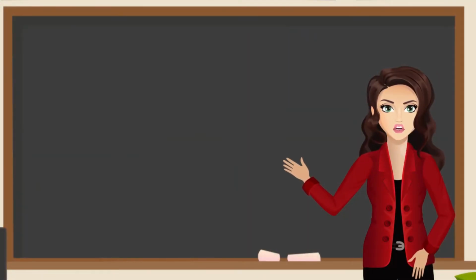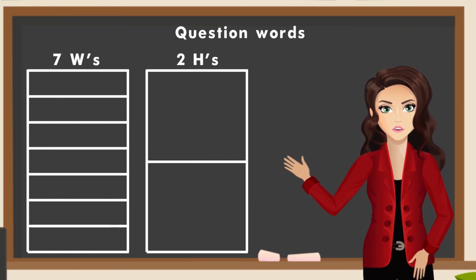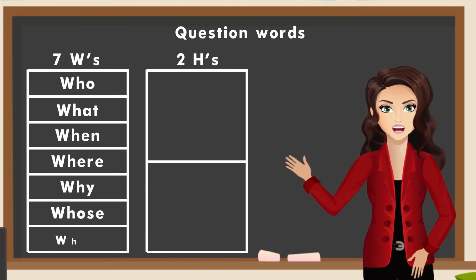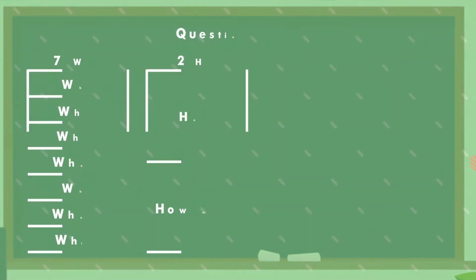Can you think of some questions you can ask Lisa using the question words we have learned? Let's go through the question words again. Who, what, when, where, why, whose, which, how, and how many. Let's see if you can find answers to these questions in Lisa's letter.